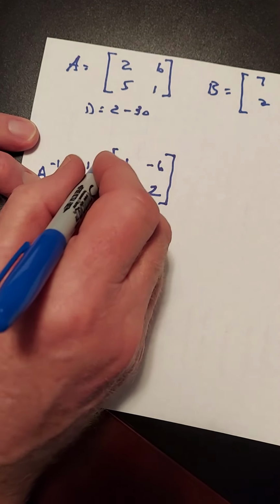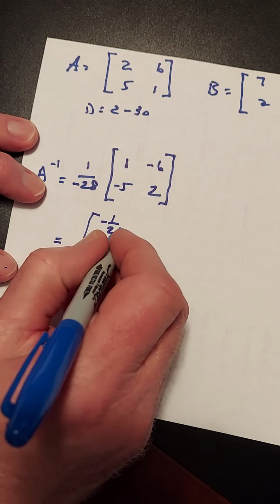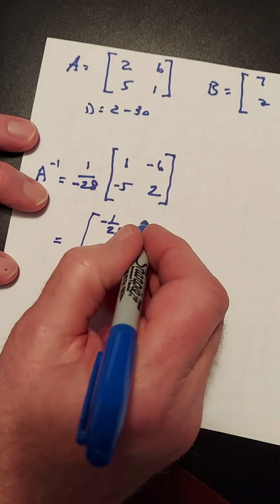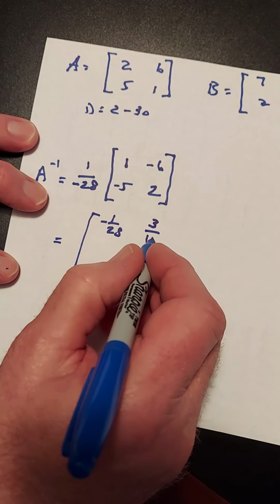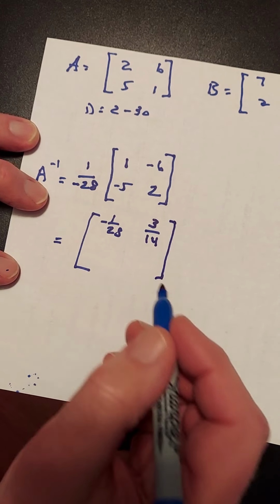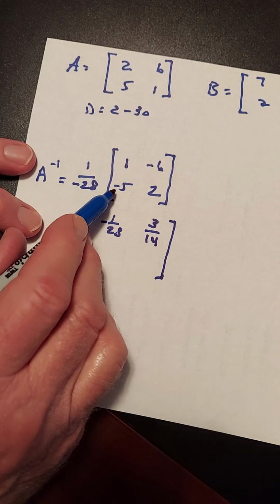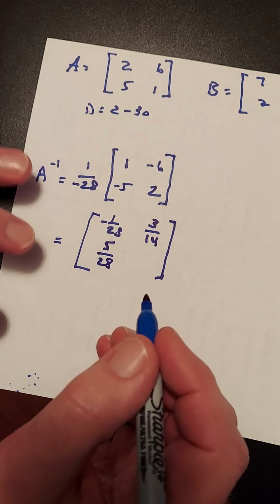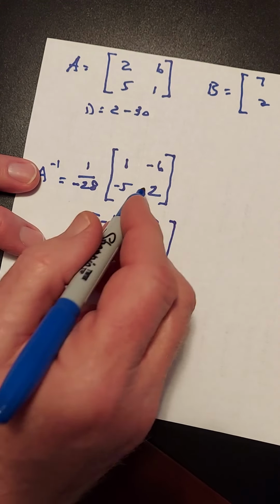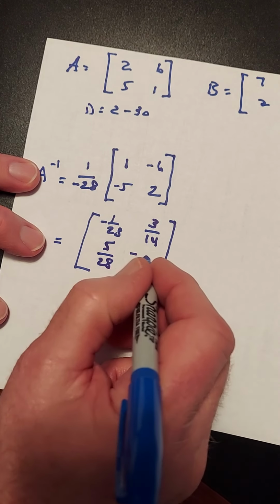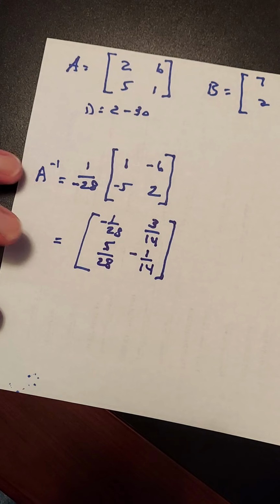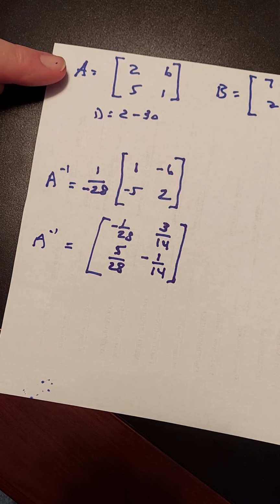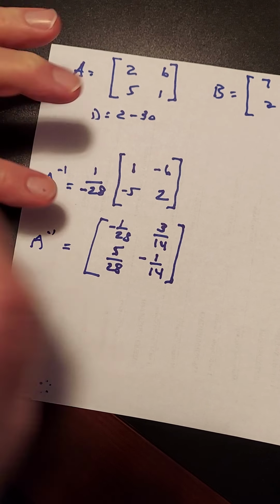So negative 1 over 28 times 1 is negative 1 over 28. Negative 1 over 28 times negative 6, the negatives drop out. I got 6 over 28. In lowest terms, that's going to be 3 over 14. And yes, you always put them in lowest terms. Here you're going to have a negative times a negative, so it's going to be positive, and that's simply going to be 5 over 28. And then when I take negative 1 over 28 times 2, it's going to be negative, and 2 over 28 in lowest terms would be 1 over 14. So that is actually the inverse of matrix A. We started with A, now we got the inverse.